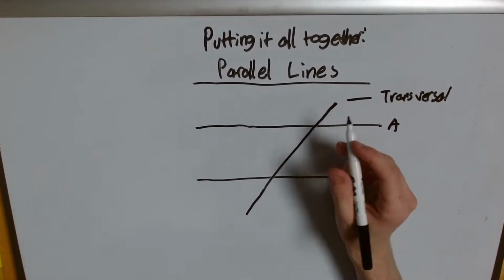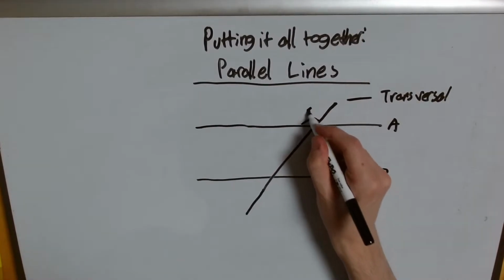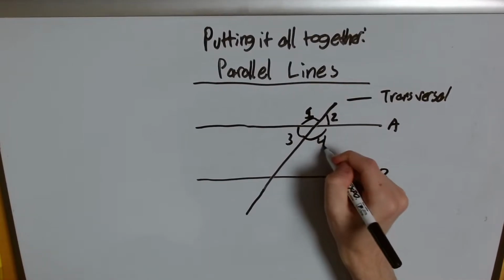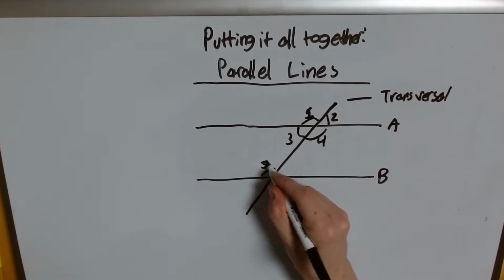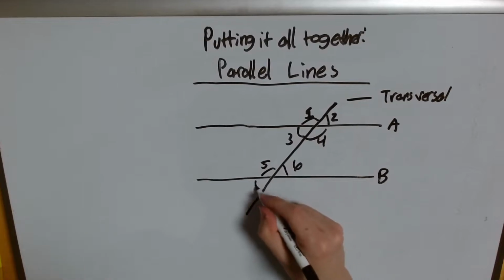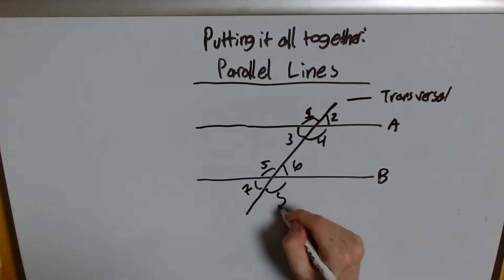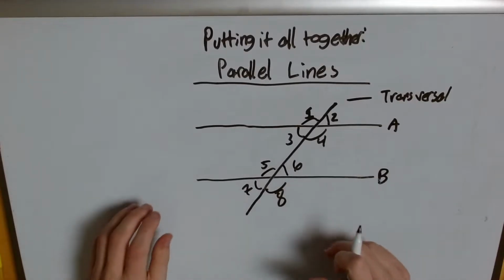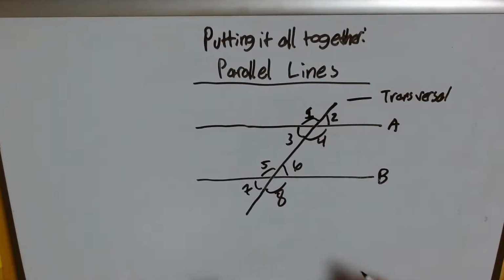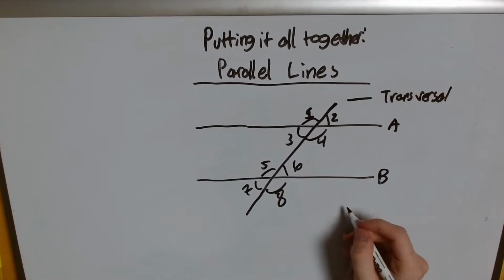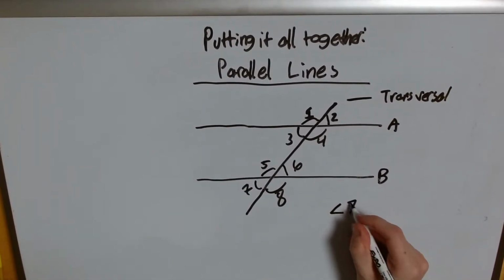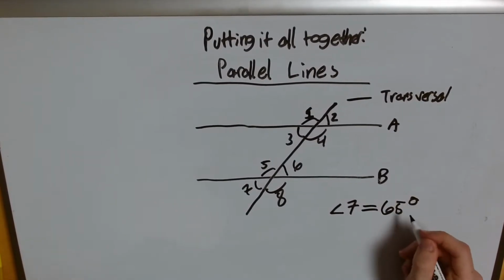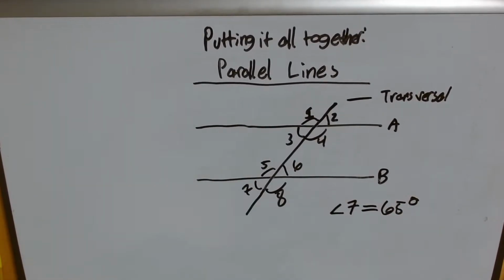I'm going to number them just for convenience, right? 1, 2, 3, 4, 5, 6, 7, and 8. And on a hypothetical, imaginary test or quiz, let's say you get this problem, and you're told only this. The measure of angle 7 is 65 degrees. Find every other angle.